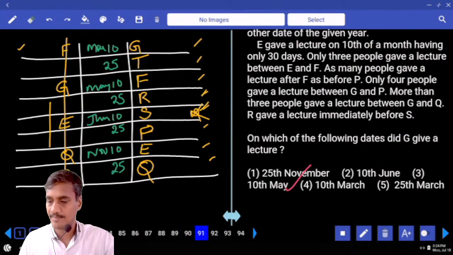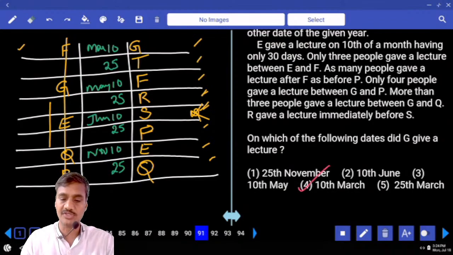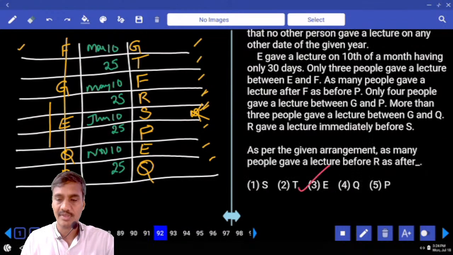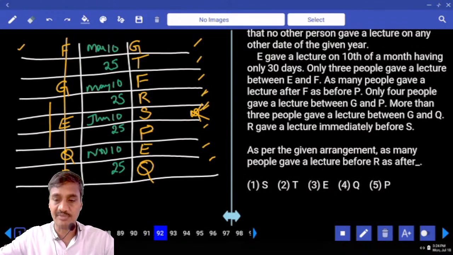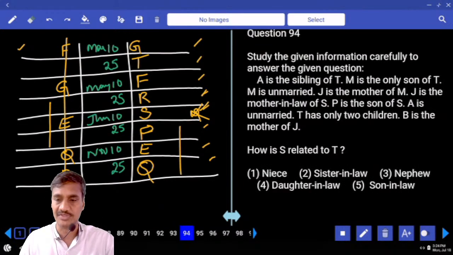Then 91. On which of the following dates did G give the lecture? G gives the lecture on March 10th, 10th March, that is choice 4 for question number 91. And 92, as per the given arrangement, as many people give a lecture before R as after whom? Before R there are 3 people, after S there are 3 people. Yes, that is choice 1. And next one, 93. Who among the following gives a lecture on 25th of June? 25th of June, that is P, choice 4 for 93.